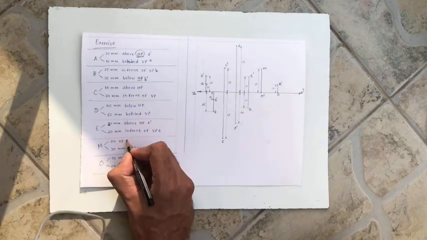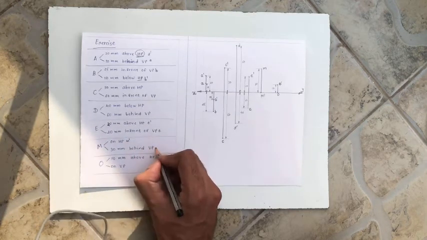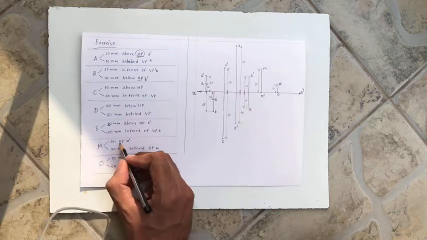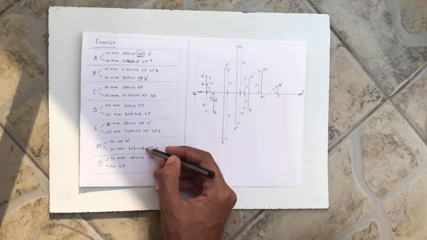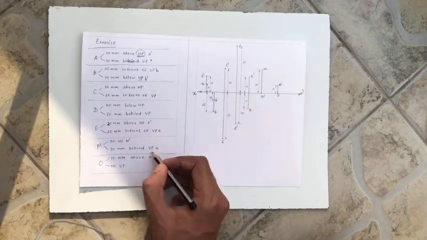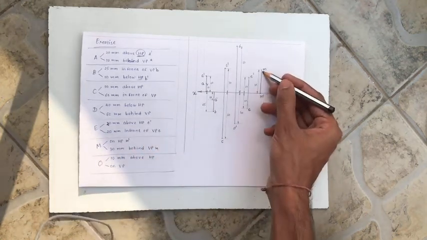Likewise, this one is related to HP, so that is M dash, and here VP means M. On HP, so M dash on XY line. See, behind VP means above XY line, that is M 30 mm, so above M 30 mm.